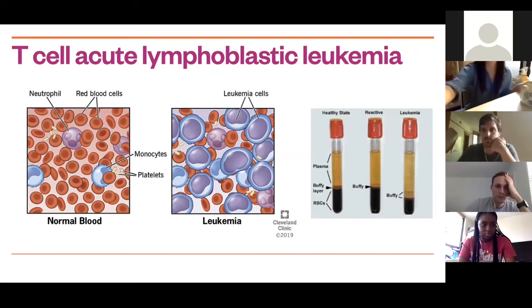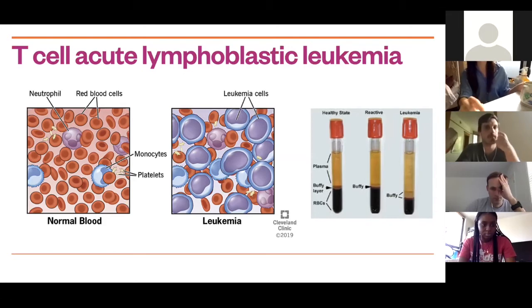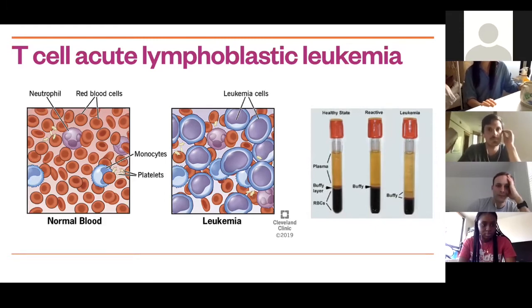And on the very right, you can see these 3 test tubes. These are samples of blood that's been centrifuged, or spun down at a very fast rate. When you do that to blood, you can actually separate out its 3 major components, which are the red blood cells, the buffy coat, which contains the majority of the white blood cells, and plasma. On the left, you can see the healthy state. Normal people don't have that many white blood cells circulating. You actually don't need that much hanging around.